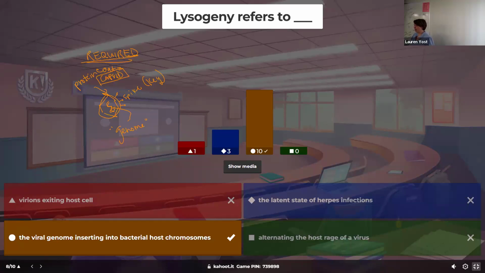We call you temperate. Think of it as like a temperate climate. Temperate climates can switch between it being cold and warm. Okay, not just warm all the time or cold all the time. Temperate, switching between. Okay. So think of them that way. They can switch between lytic and lysogenic.